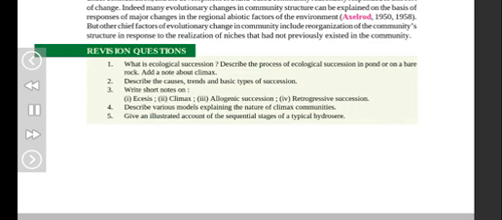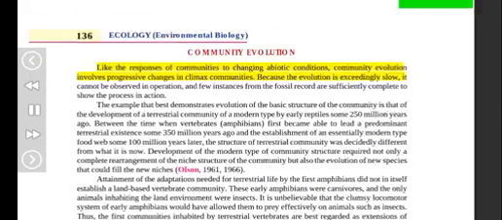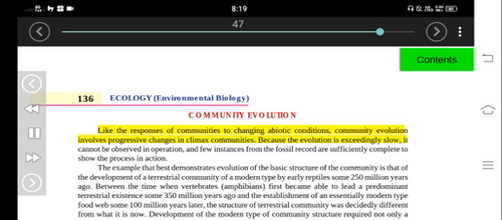Community evolution. Like the responses of communities to changing abiotic conditions, community evolution involves progressive changes in climax communities. Because the evolution is exceedingly slow, it cannot be observed in operation, and few instances from the fossil record are sufficiently complete to show the process in action.